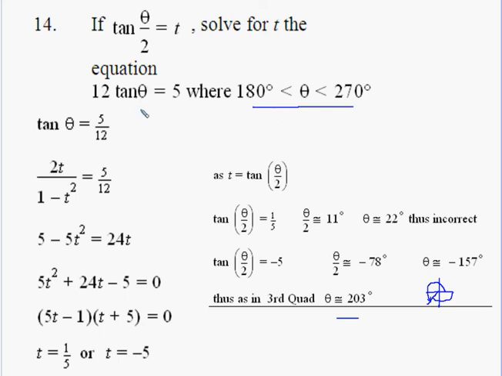So there's how we can start to solve equations with the t formula. We'll solve other equations later on as well using the t formula, because it's not the only type of equations we can solve with the t formula.